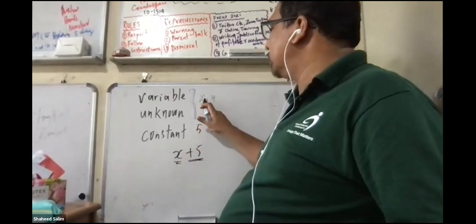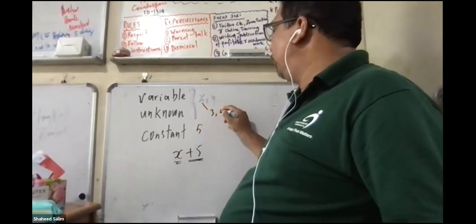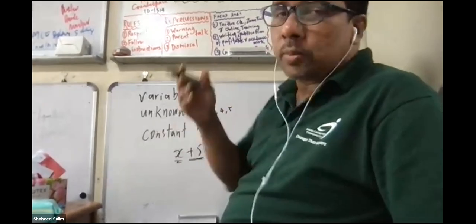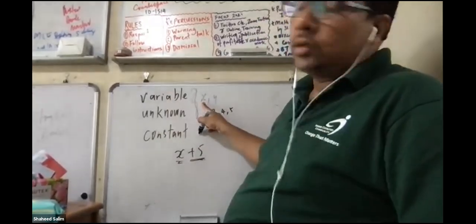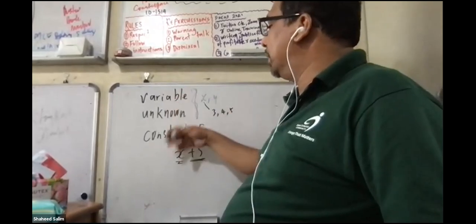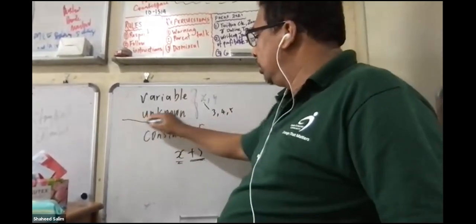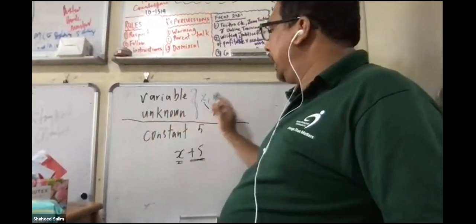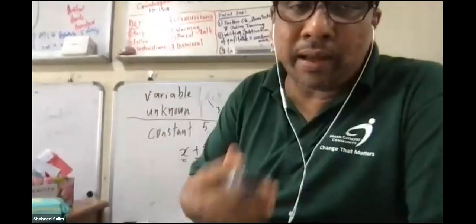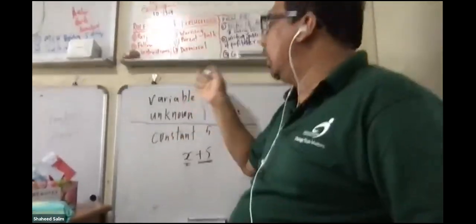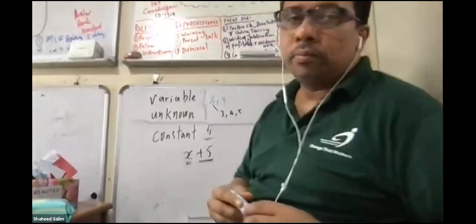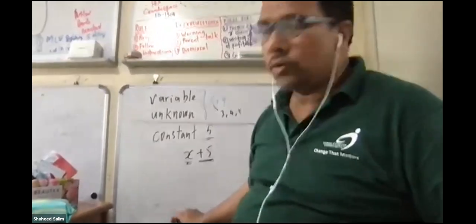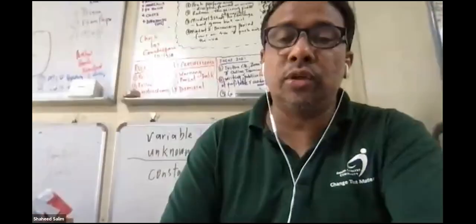Unknown down here, x. X could be 3, X could be 4, X could be 7, X could be 26, X could be minus 32. I do not know what it is. So X and Y, they are variable, they are unknown. Okay, you must understand this. X and Y and Z and A and B, the whole alphabet, 26 of them, they are all variables and unknown. The constant is just the number because numbers do not change. Okay, this is just a definition you need to know by.